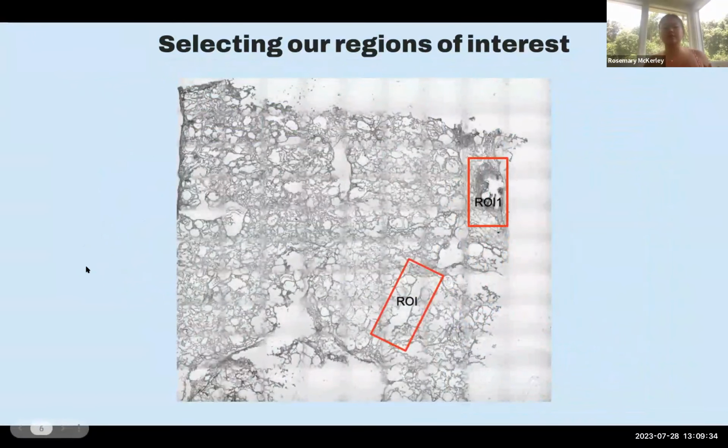So this is a BPD sample, and I've just shown you which areas we're looking at. The upper area is the bronchial, and then the lower highlighted area is the distal airway.